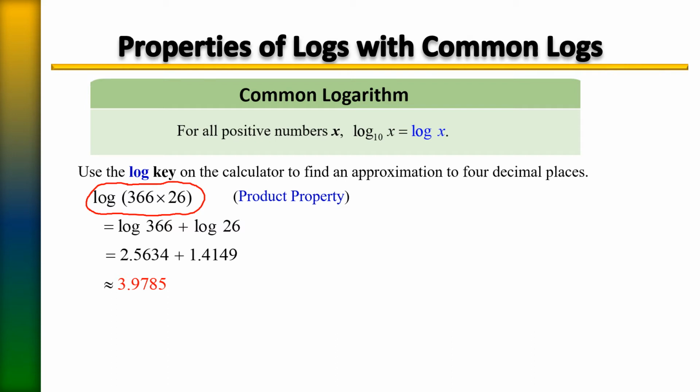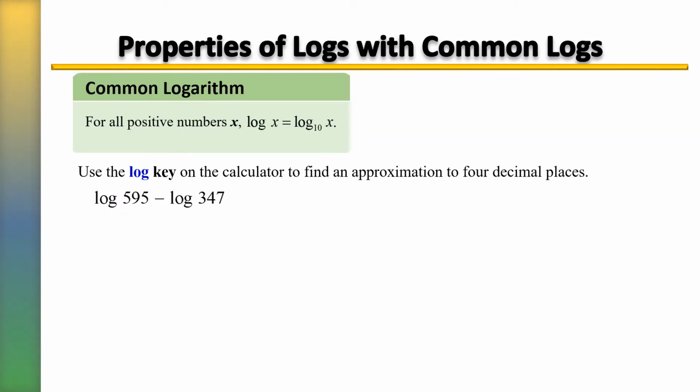Okay, so again, this is just practice using our calculators to do little properties of logs. Okay, so here's another one. It's a subtraction of two logs. So remember, with the properties of logarithms, according to that property, we can combine these into one single log. When you see subtraction, to write it as a single log, it would turn into a division, top divided by the bottom. So you would have log 595 over log 347.